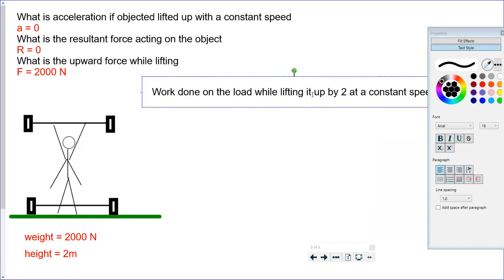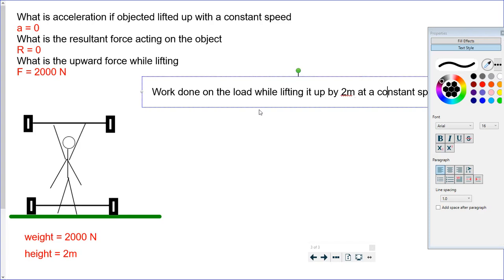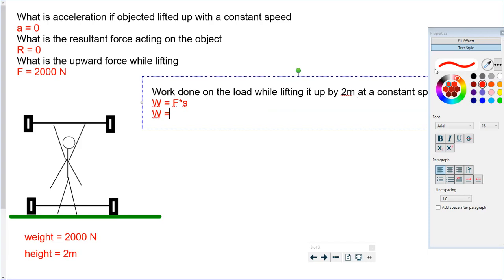By 2 meters. I do write by 2 meters. That's the height. That's right, Aisel. That's right, Fatma. So we will use the formula: work done is equal to force times the distance, displacement, and what are we going to get? We get 4,000 Newton. That's the right answer.